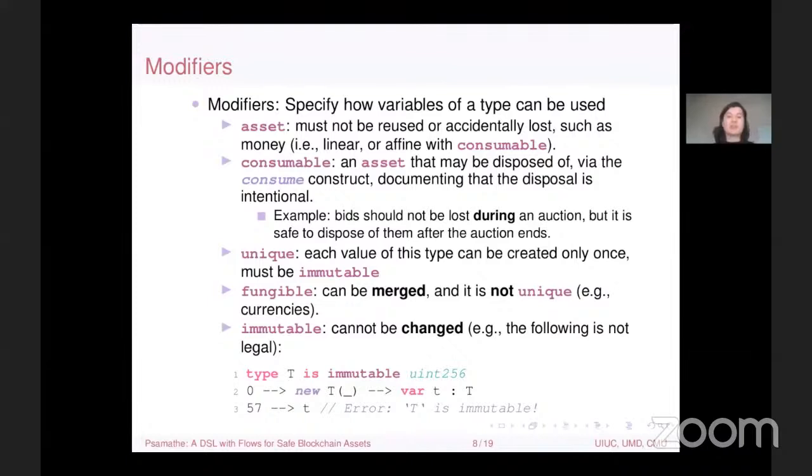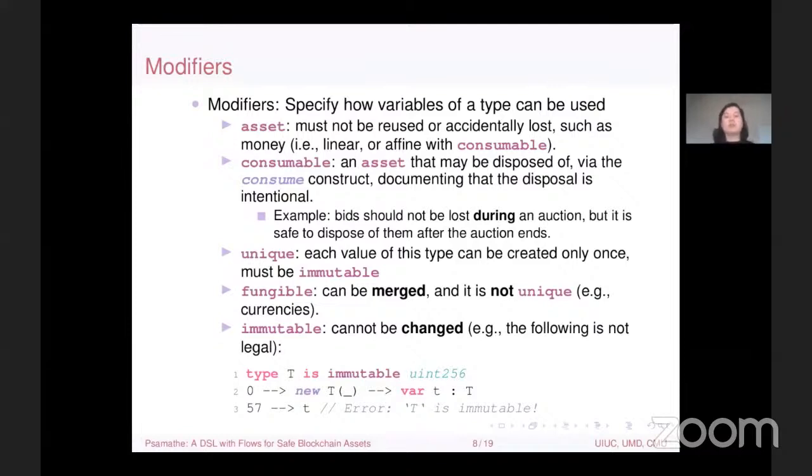The next modifier is unique, which just means that values of this type can only be created once, and they must be immutable. This allows us to check just once when it's created that it hasn't been created before, and if that's the case, we know that it's unique. We also have fungible, which represents values that can be merged and are not unique. This is basically all currencies, dollars, euros, Bitcoin, Ether, etc., where it only matters how much of that currency you have, not which pieces of it you have. So if you have $2 and $2, you have $4. You haven't lost any information by merging them together.